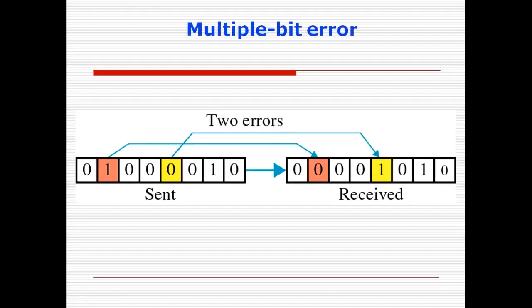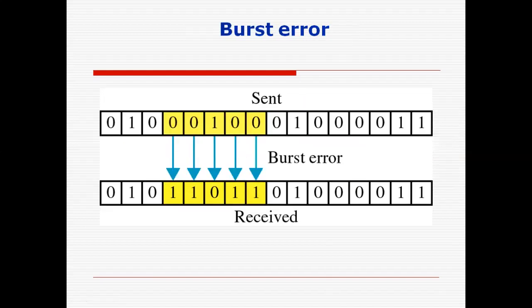Now these are the 2-bit errors, that is, multi-bit errors. So here these 2 colored position bits have been reverted, that is, changed. So it is a multi-bit error example.